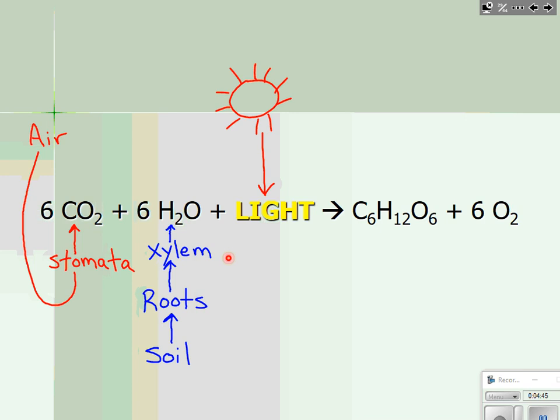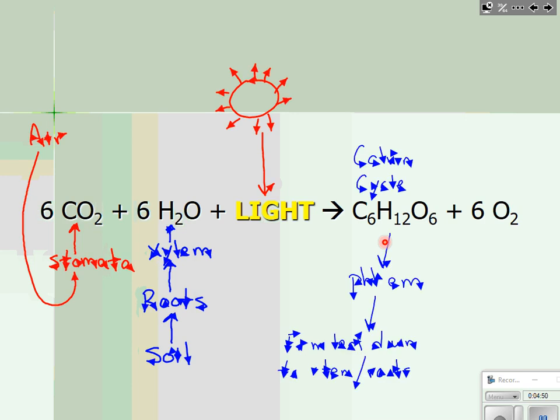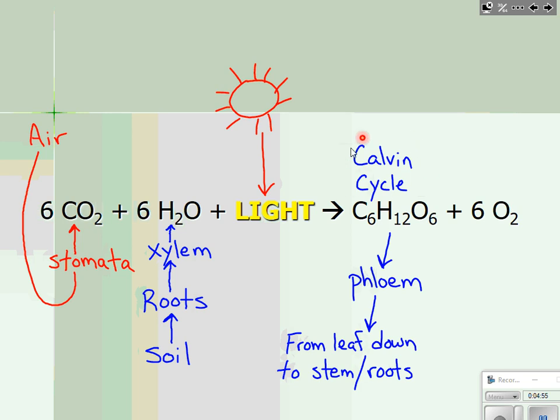And then when we look at the other side of the equation, our two products, glucose and oxygen. Glucose is produced in the Calvin cycle portion of photosynthesis. We'll learn more about what that means later, but it's the second half of photosynthesis, if you will. And after glucose is produced in the Calvin cycle, often the glucose molecules will be converted into other more complex sugars like sucrose, which will then diffuse into the phloem.